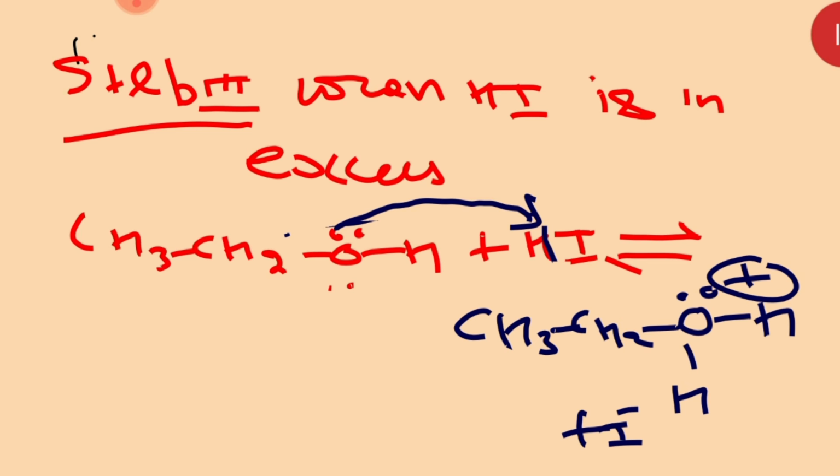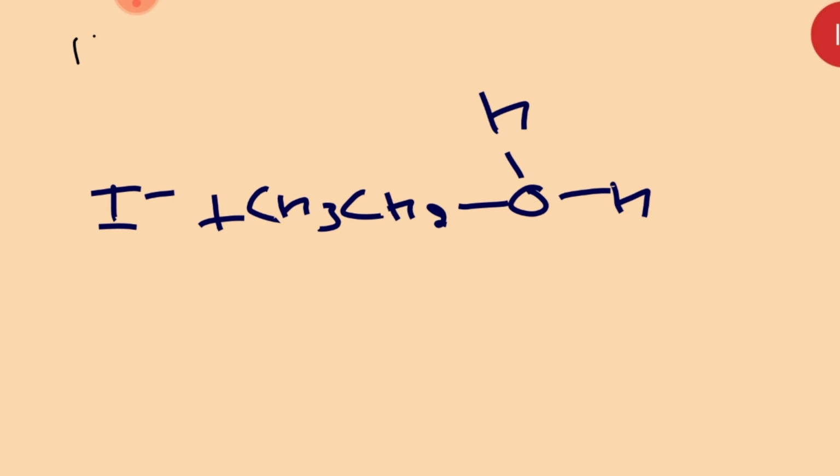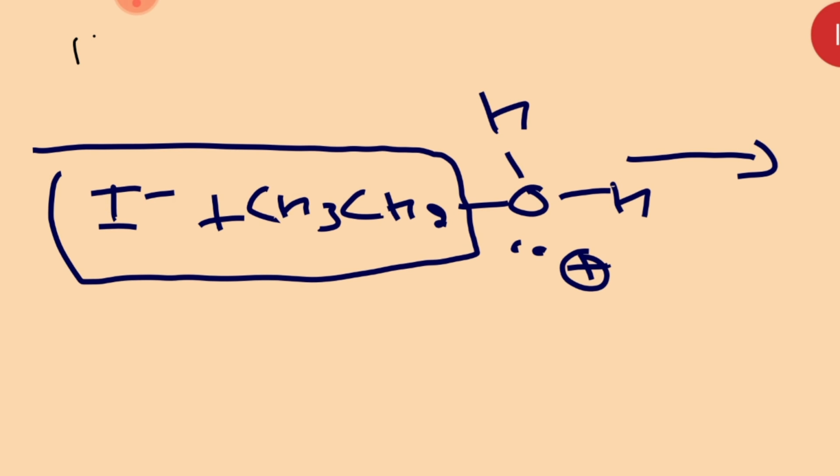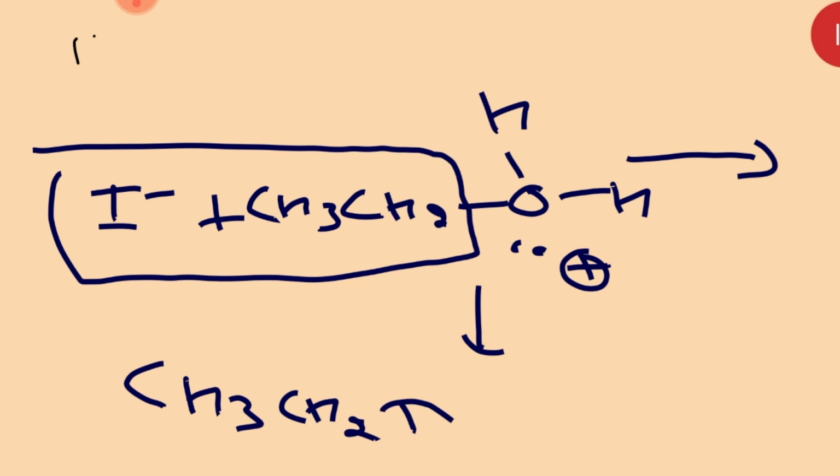Look here carefully, what we will get in step number 3 only: this I negative plus CH3CH2, then OH positive, and what to make there, this one is going to become CH3CH2I plus H2O. Is that clear? So this is the mechanism. This was the mechanism that we have done.